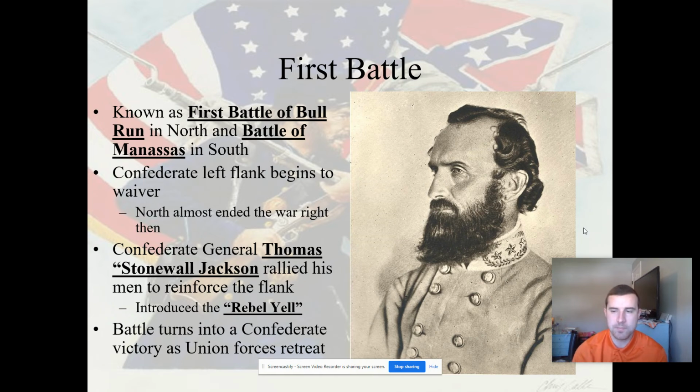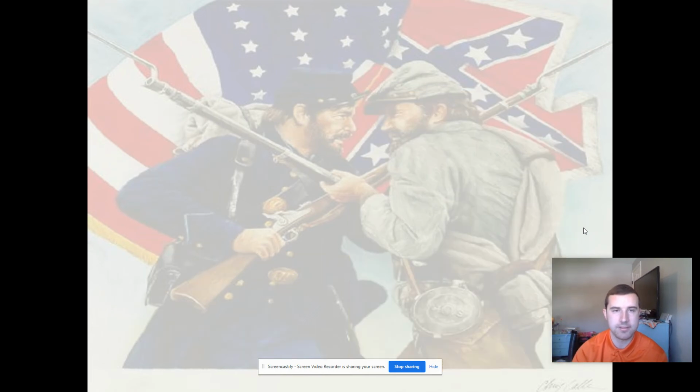And after this first battle, this is where people are really going to start to see that there's going to be major bloodshed happening in the Civil War. And later, it's just going to cascade into further and further heavy casualty battles.